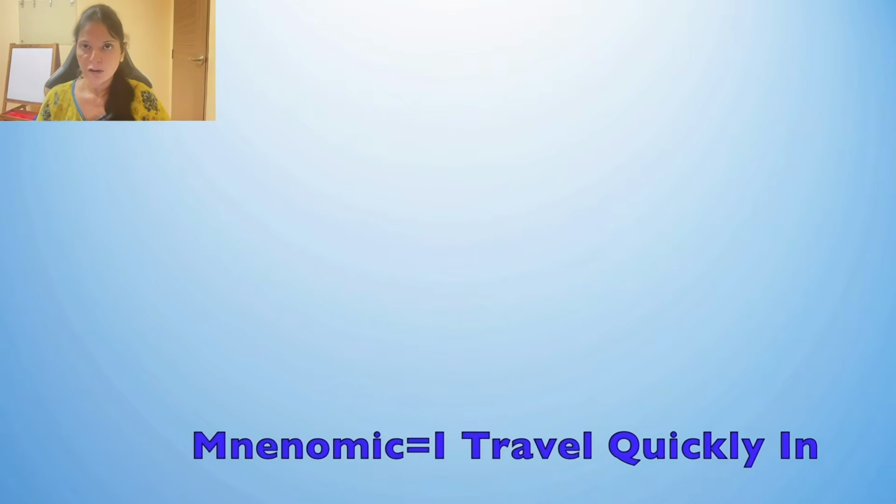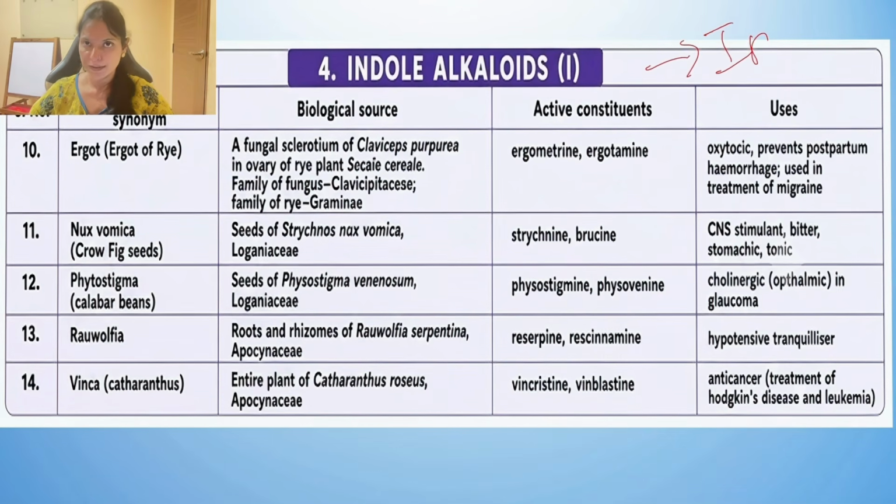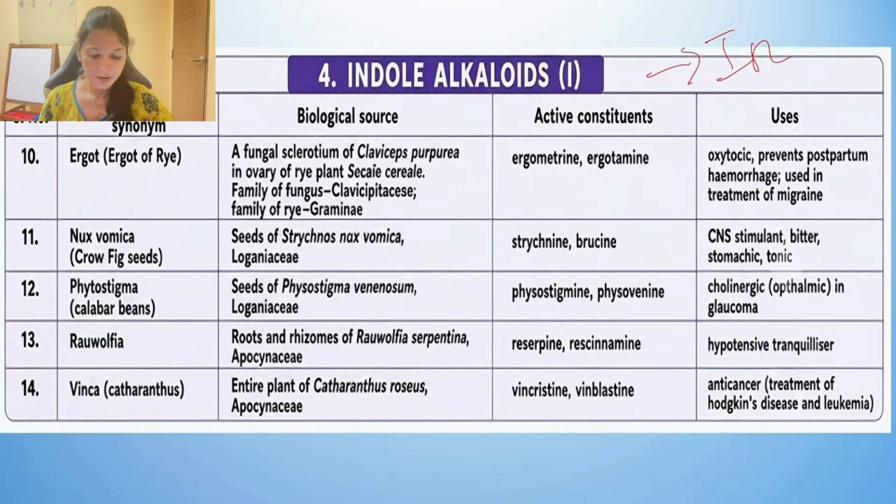So under indole alkaloids, before going to the further memory hack or mnemonic, we'll see what the examples are. Indole alkaloid examples are ergot alkaloid, the first major example, and this is exceptional because it is not a plant source, it is obtained from a fungus. The source here is the fungal sclerotium of Claviceps purpurea in the ovary of the rye plant. The family of the fungus from which it is obtained is Clavicipitaceae, and the rye plant on which the fungus grows is of family Graminae.